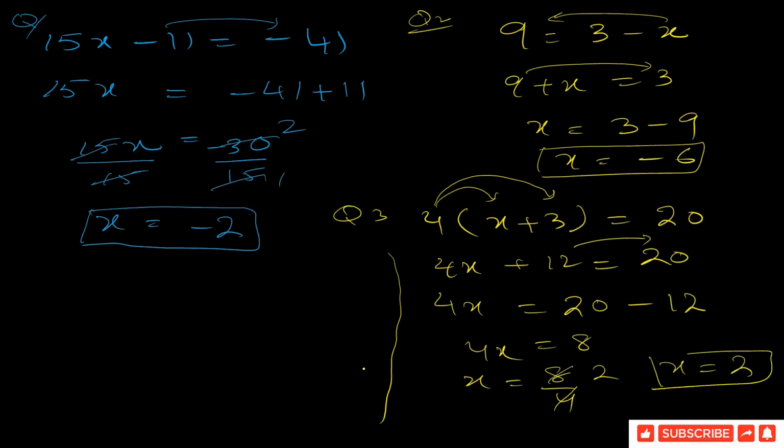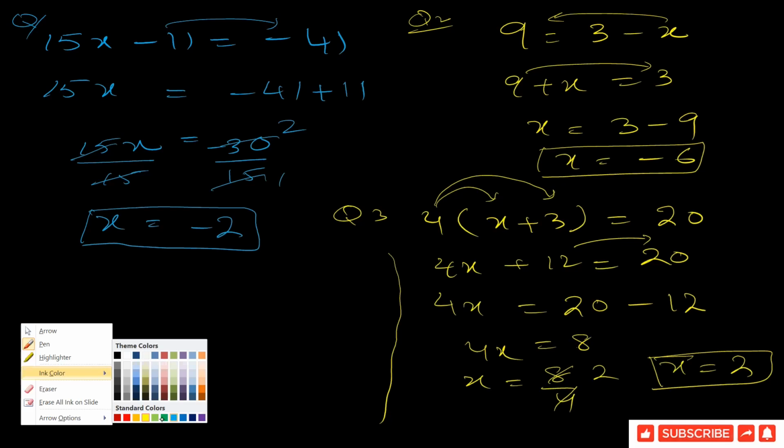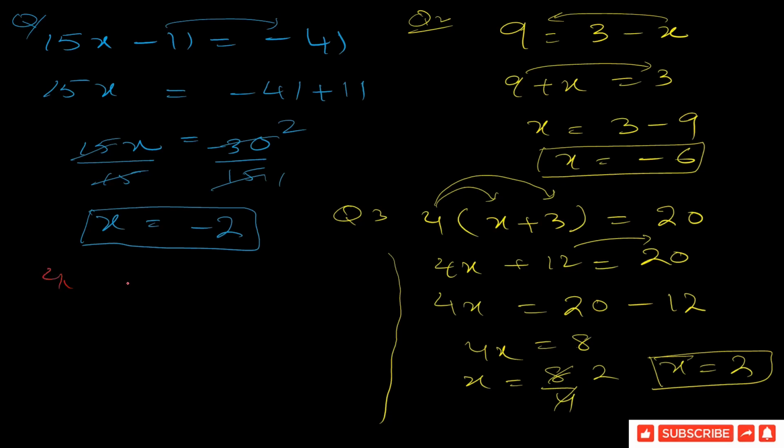Okay. Now we do another method here. It depends upon you which method you like. You can adopt that one very easily. Okay. So we can do it this way. Question is 4 times x plus 3 is equal to 20. So now 4 is multiplying the whole expression. So what we can do, we can divide both sides by 4.